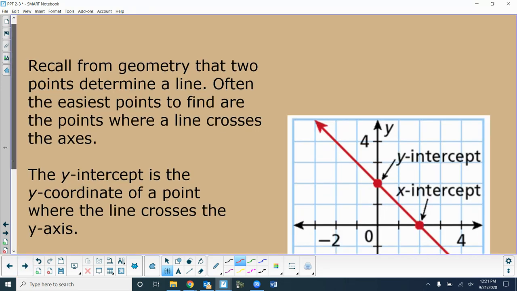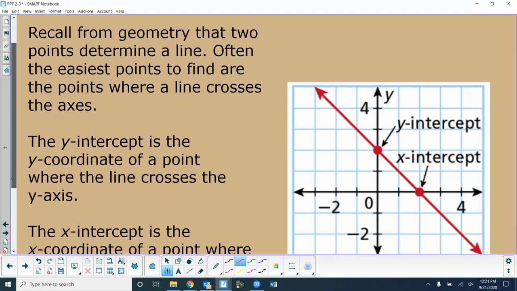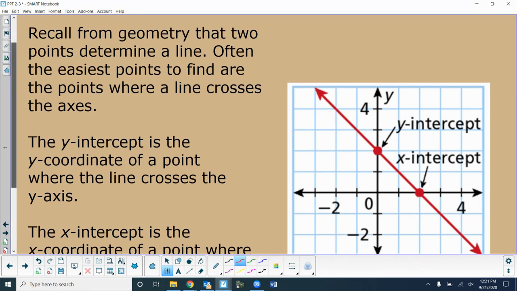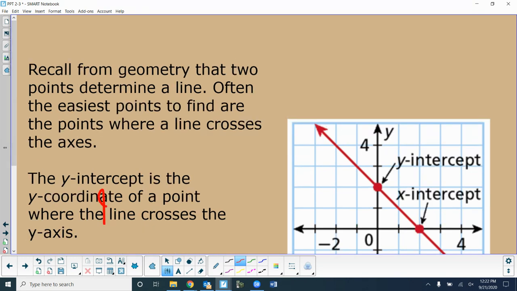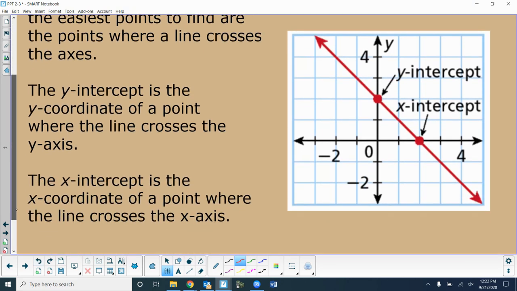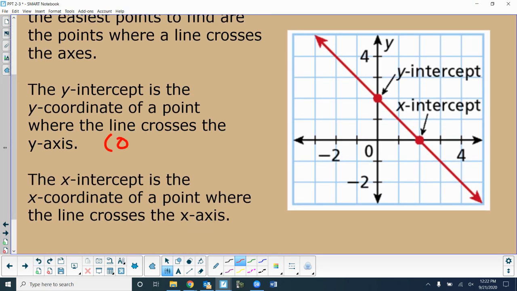All right. You can also graph using the x and the y-intercept. The x-intercept is where the line will cross the x-axis. The y-intercept is where the line will cross the y-axis. Okay, always. The y-intercept is when x is 0. Always.